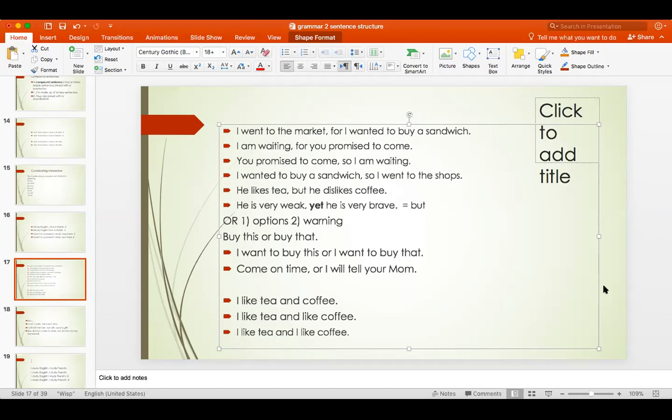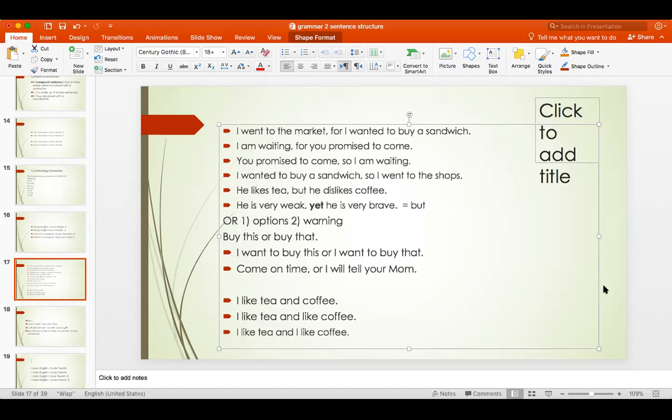If you look at these sentences, I went: subject verb. I wanted to buy: subject verb. I am waiting: subject verb. You promised: subject verb. So the idea is that you have subject verb, FANBOYS in the middle, and then another subject verb, another main clause. You promised to come, so I am waiting. I wanted to buy a sandwich, so I went to the shops. He likes tea, but he dislikes coffee. He is very weak, yet he is very brave.